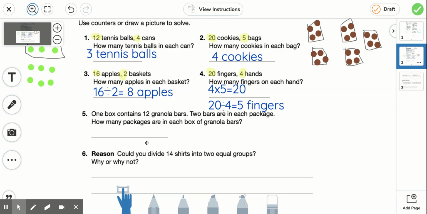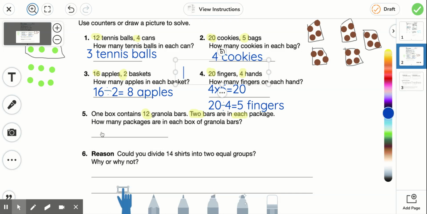All right, number 5. One box contains 12 granola bars. 2 bars are in each package. Ooh, that tells me I'm multiplying or dividing each. How many packages are in each box of granola bars? So think about Pop-Tarts, right? We all know about Pop-Tarts. When you open a package of Pop-Tarts, you've got 2 Pop-Tarts in each of those silver packages, don't you? So, well, each of those have 2, and on the box, it'll tell you there's 12 Pop-Tarts, even though there is how many packages of them?